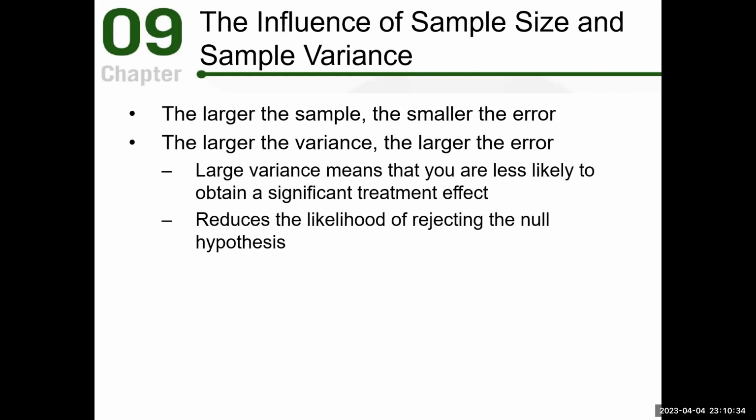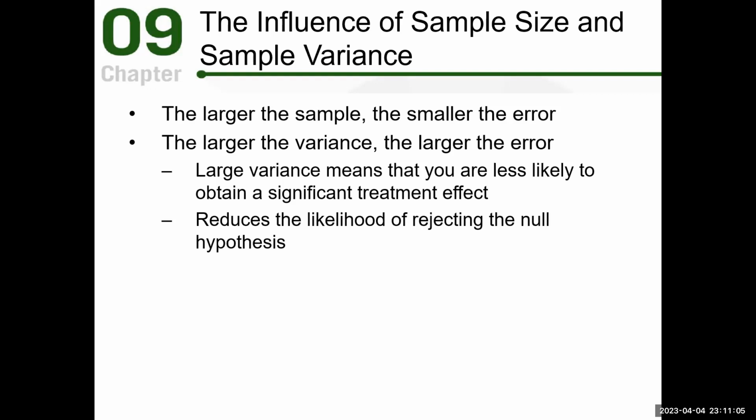Two things will impact the variance and will also impact the likelihood of rejecting or failing to reject your null hypothesis. The larger your sample size, the smaller your error. The smaller your error, the larger your t statistic. And the larger your t statistic, the greater the likelihood that you will obtain a significant treatment effect or reject the null hypothesis.